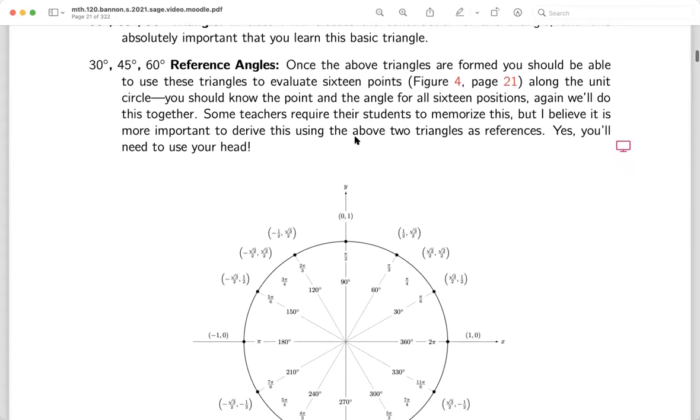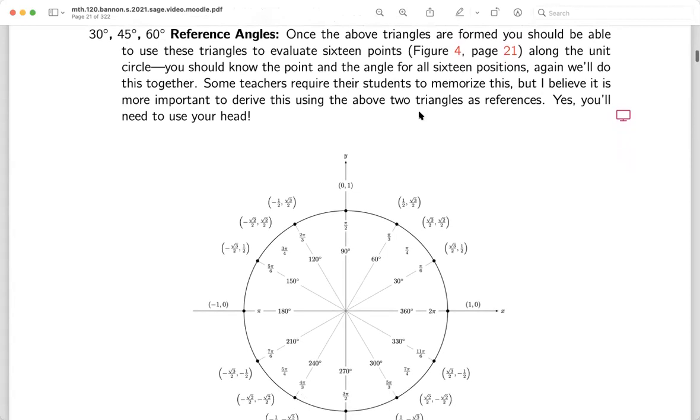We actually evaluated all 16 points using basic triangles and looking at really simple points. Those points would be the ones along the x and y axis, or the abscissa and ordinate. So my claim is those 16 points, some teachers say you should memorize them. I think you should understand them.